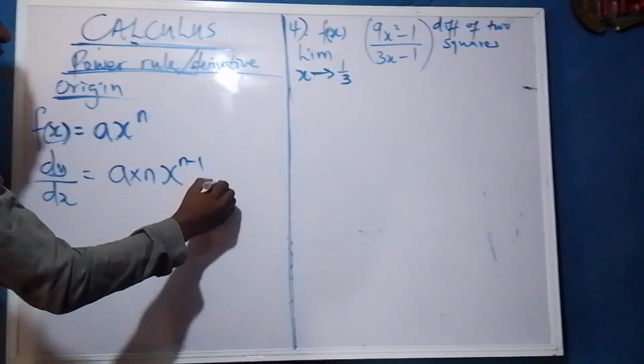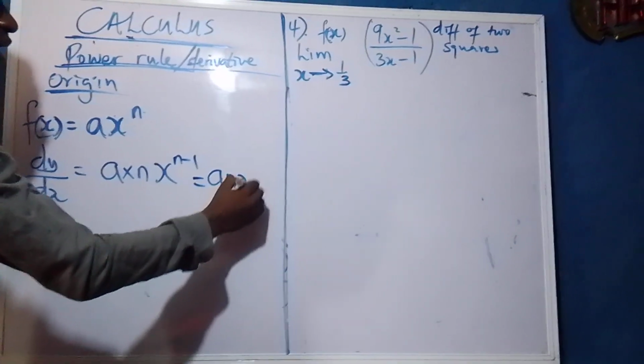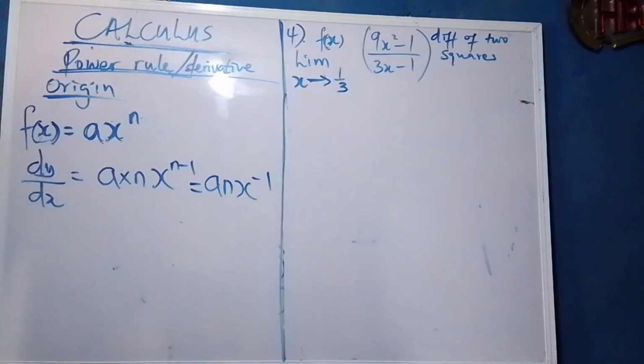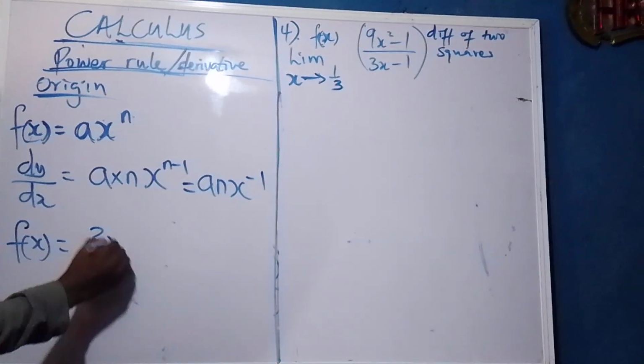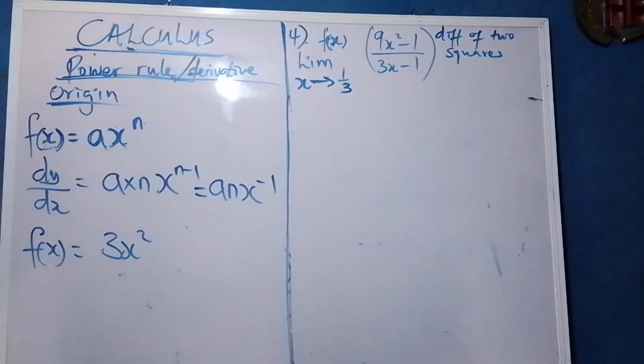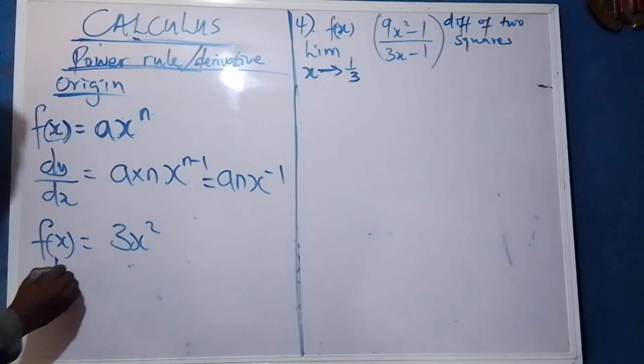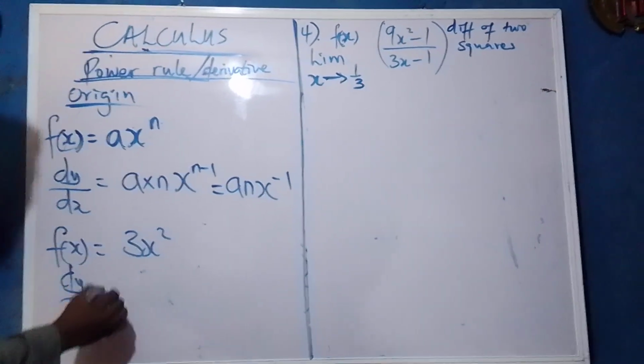So the final answer will now be a n x^(n-1). Do you understand? So now let's take an example. Let's say we have 3x squared. Do you understand? So we are being asked to find dy over dx of this.